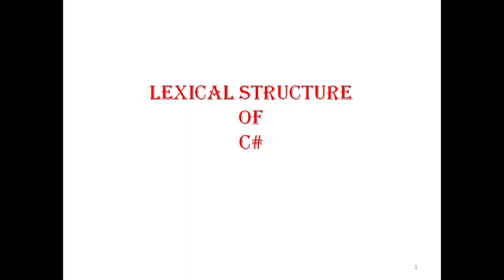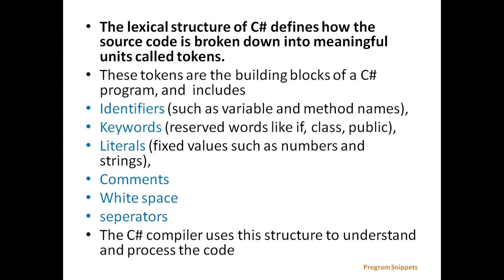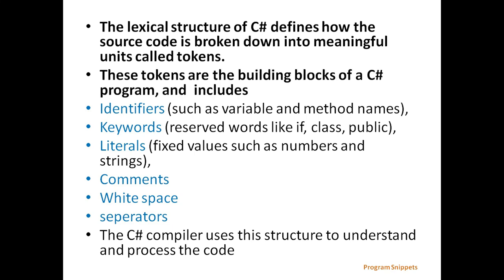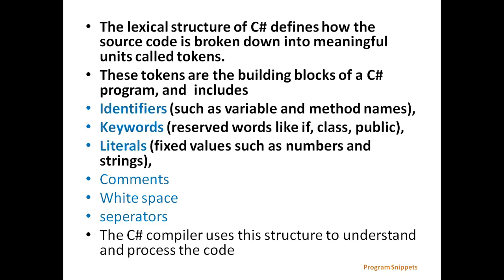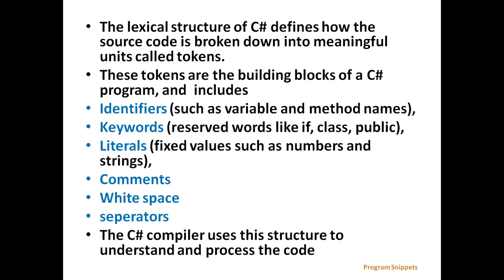Here we will see the lexical structure of C#. The lexical structure of C# defines how the source code is broken down into meaningful units called tokens. These tokens are the building blocks of a C# program, and they include identifiers, keywords, literals, comments, whitespace and separators. The C# compiler uses this structure to understand and process the code.